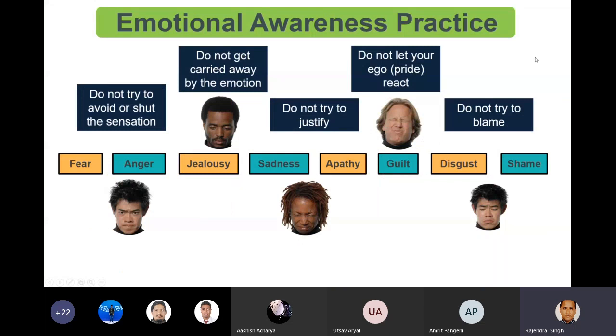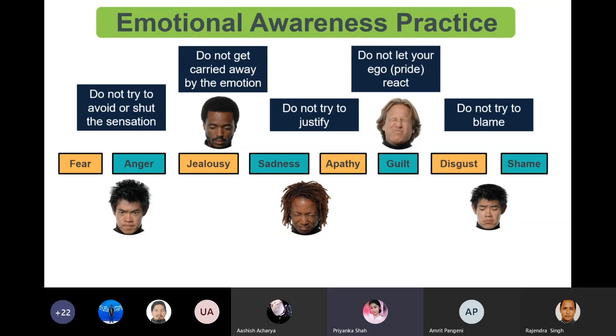Okay, so these are some of the practices for when dealing with negative emotions. Examples of negative emotions are here: fear, anger, jealousy, sadness, apathy, guilt, disgust, shame. So any of these not clear to anyone? So these are some of the negative emotions.